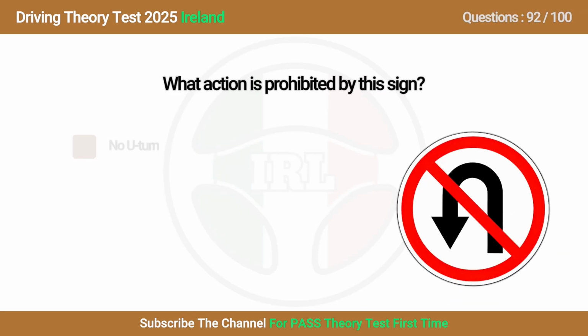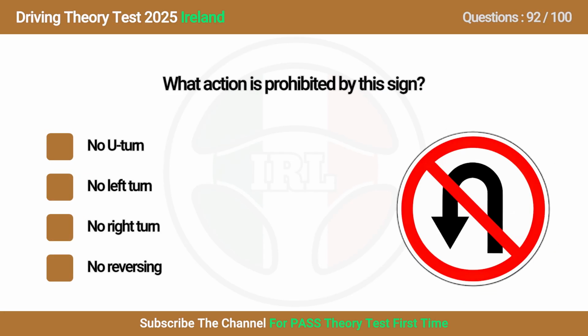Question 92. What action is prohibited by this sign? A. No U-turn. B. No left turn. C. No right turn. D. No reversing.